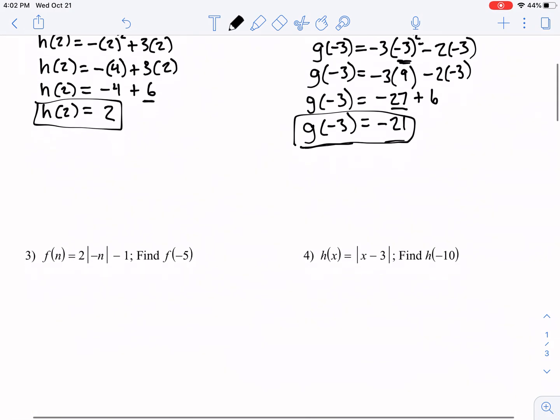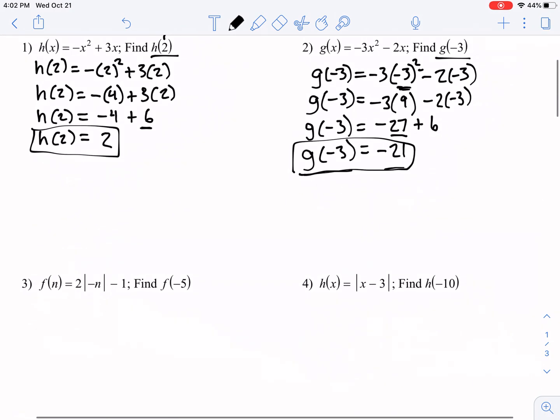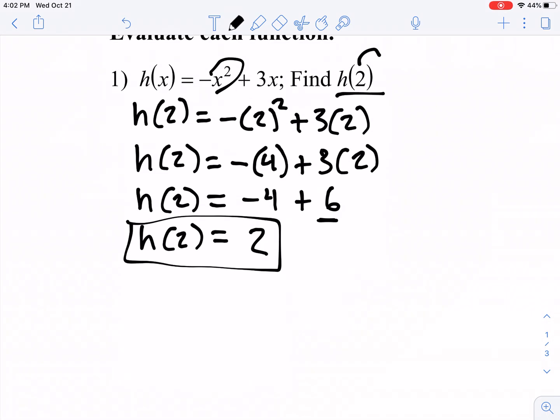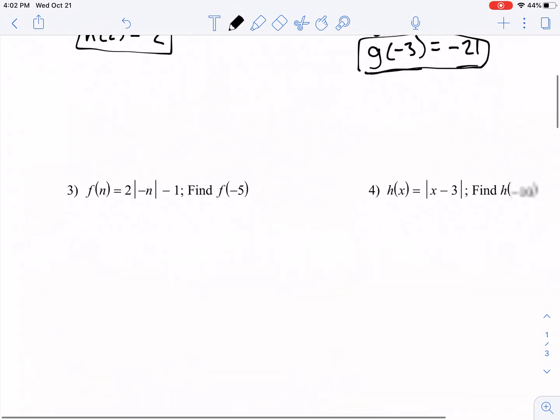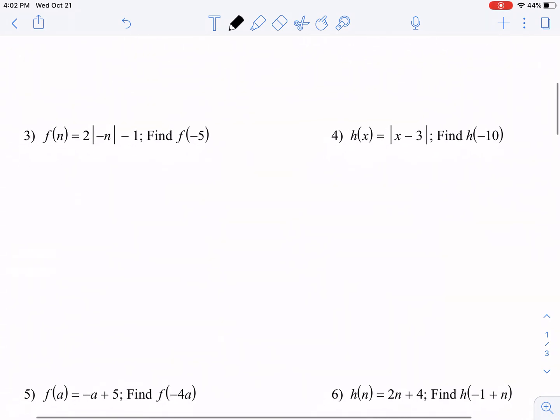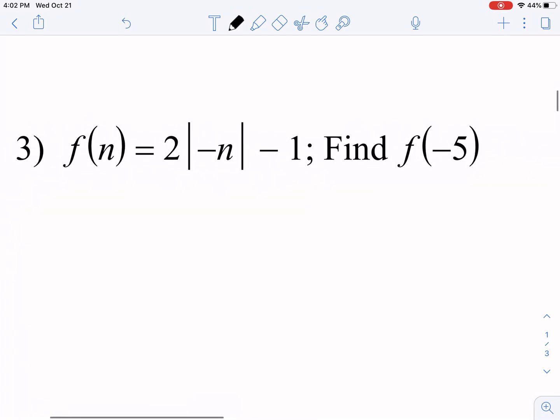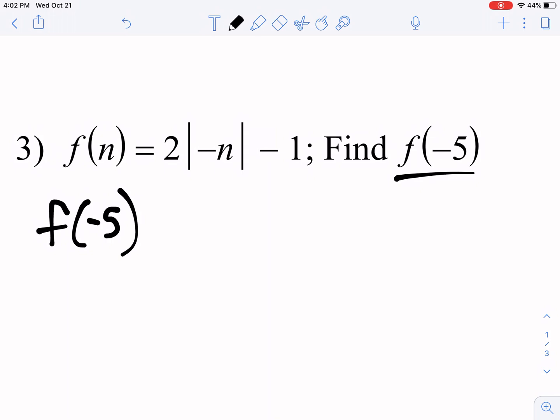Okay, in this case, we're looking at those where x was raised to a power of 2, okay? Now, the next one we're going to look at here has to deal with the absolute value function, okay? So 3 and 4 deal with the absolute value function. It's still the same idea, okay? We want to find, in this case, they say find f of a negative 5. So when my input is a negative 5, what is my output?